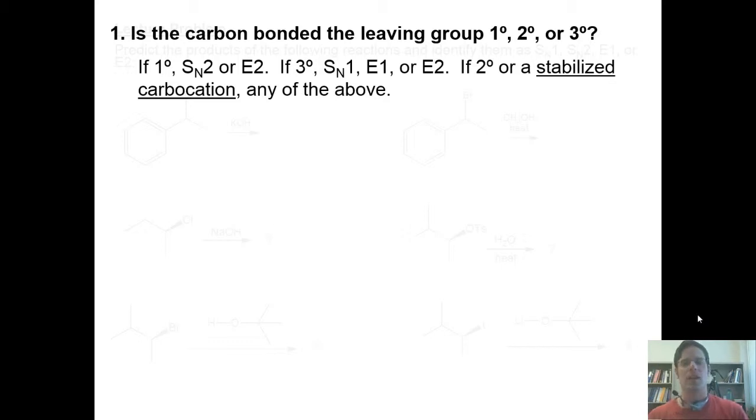If it's tertiary, then it's going to be SN1, E1, or E2. And if it's secondary, or if it's a stabilized carbocation, such as a benzyl or allyl carbocation, then it could potentially be any of the above. So I go ahead and write those things down, and then I go to question number two.